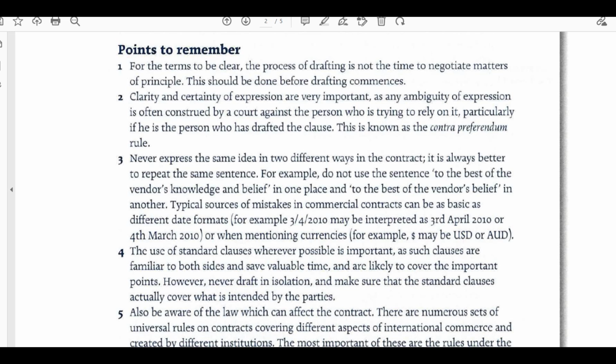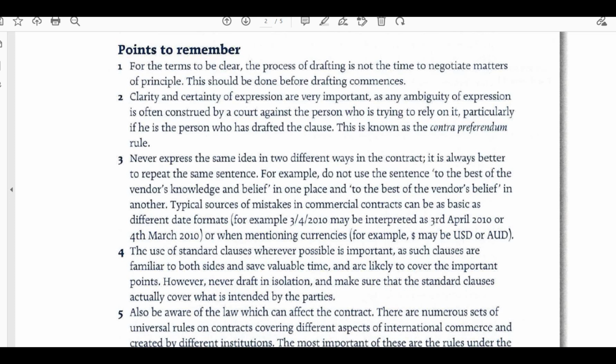Here are some points to remember. First, for the terms to be clear and transparent, the process of drafting is not the time to negotiate merits of principle. This should be done before drafting commences. Second, clarity and certainty of expression are very important, as any ambiguity of expression is often construed by a court against the person who is trying to rely on it, particularly if he is the person who has drafted the clause. This is known as the contra proferentem rule.